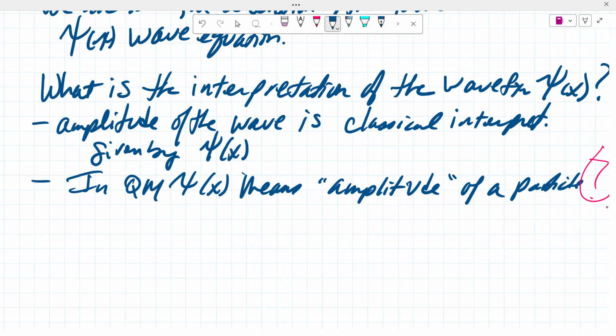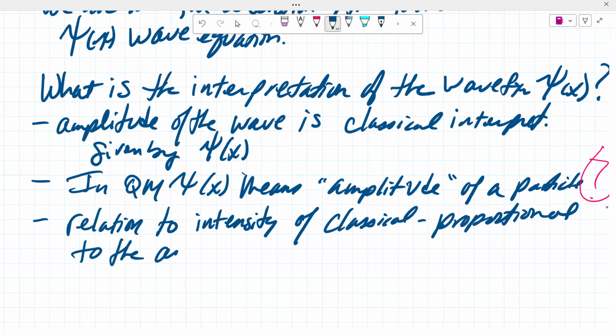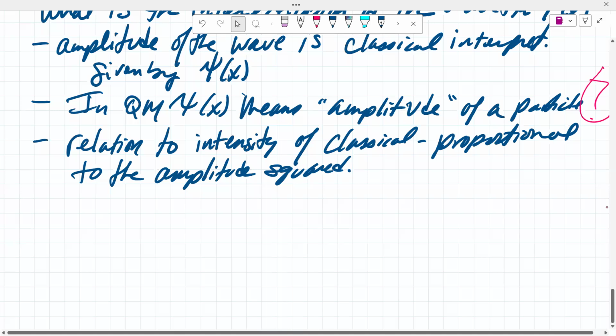It has a relation to the intensity of the classical interpretation, proportional to the amplitude squared. It's interesting that we're back at intensity because one of the problems we had started with at the dawn of quantum mechanics actually had to do with the intensity. Different problem, but this will be proportional to the amplitude. So you'll see why we needed to take a moment to look at operators squared because they keep showing up.